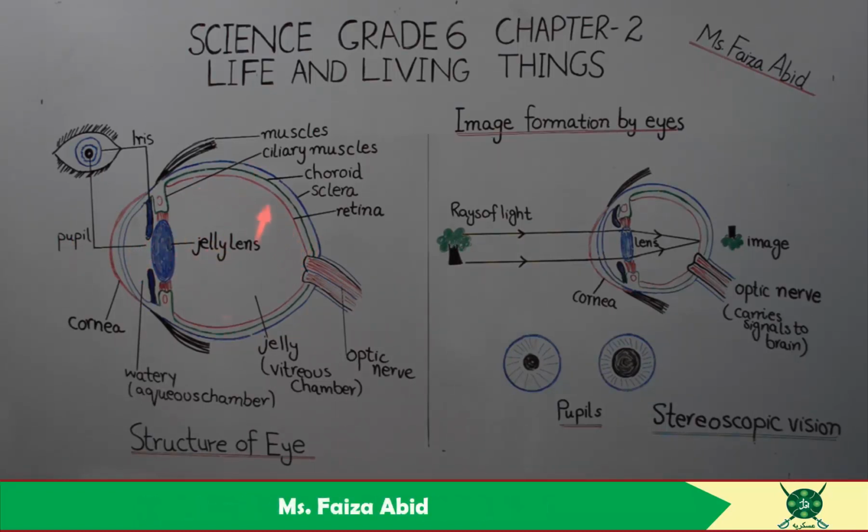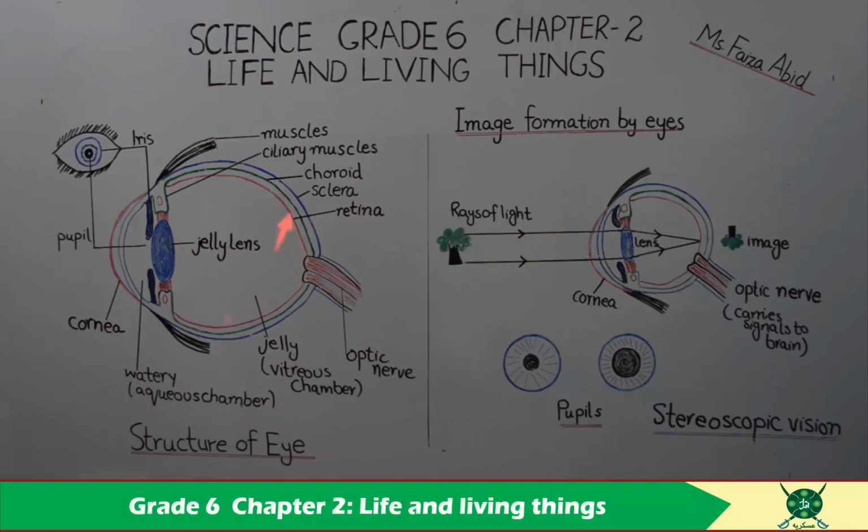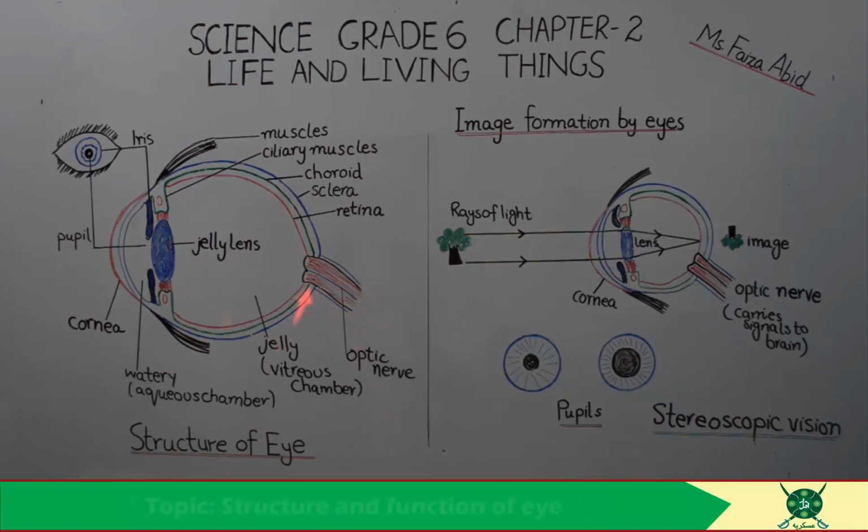The third important layer of our eye, which we also call the screen of our eye, is called the retina. It is made up of photosensitive cells and the image is formed on the retina. Then we have the optic nerve made up of sensory nerve cells which carry the signals to the brain so that the brain can interpret and analyze the signals.